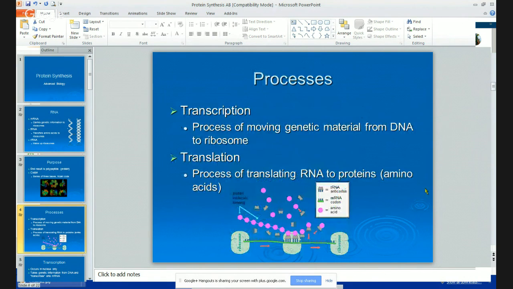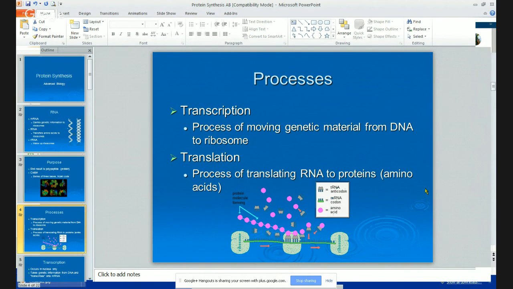Like I said earlier, the process of protein synthesis is divided into 2 parts. The first part is transcription, the second part is translation. Transcription is essentially the copying of your DNA onto your messenger RNA and then moving it out to your ribosome. All of that's going to happen in the nucleus.